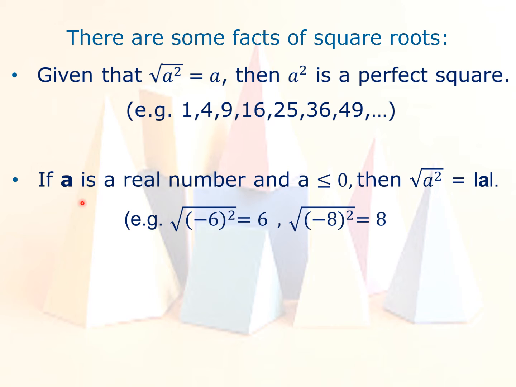And the second one: if a is a real number and a is less than or equal to 0, then the square root of a squared equals the absolute value of a. So if we have a negative number, it is less than 0. So for negative 6, the square root of negative 6 squared is equal to the absolute value of the number inside the parenthesis, which is 6. And the square root of negative 8 squared is equal to the absolute value of negative 8, which is equal to 8.